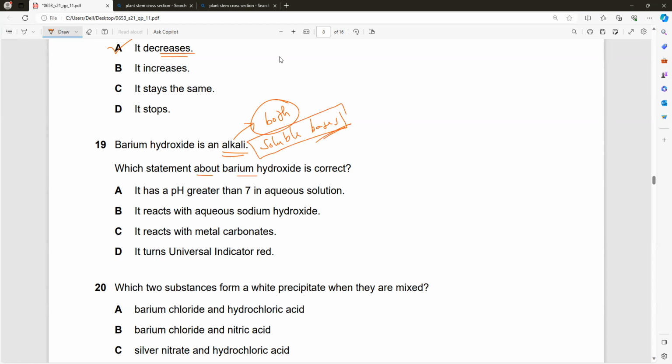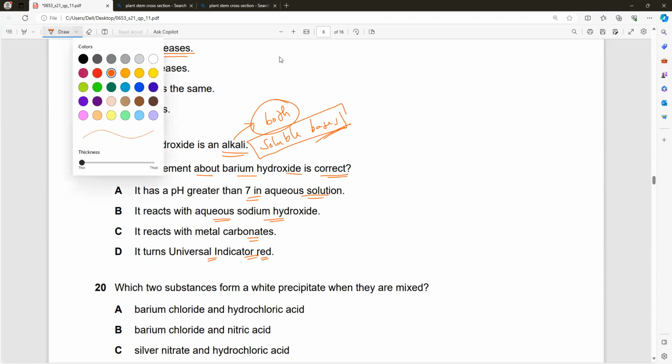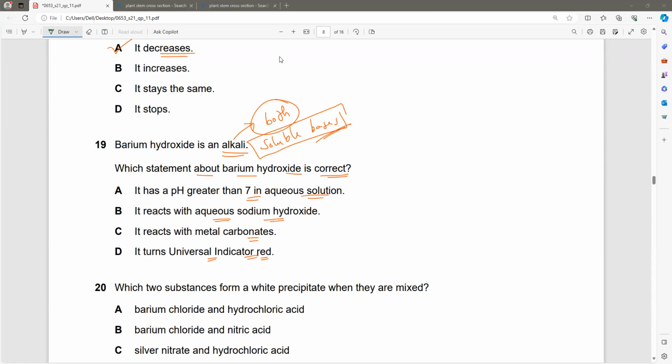Now, which statement about barium hydroxide is correct? It has a pH greater than 7 in aqueous solution. It reacts with aqueous sodium hydroxide. It reacts with metal carbonates. It turns universal indicator red. Alkali is a base. Base means what is the pH value? Greater than 7. That's all. Even for the other options, you can check, but no need, you can directly write it. Understand? Next.